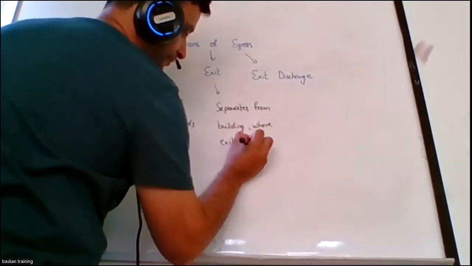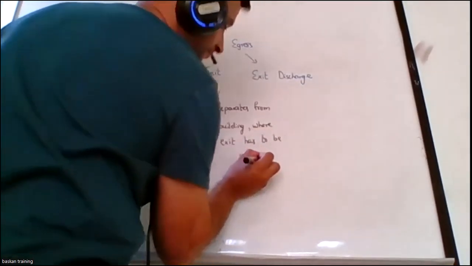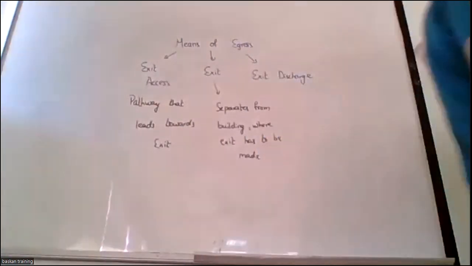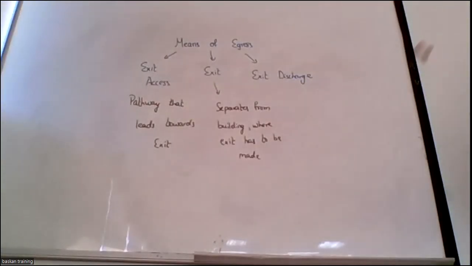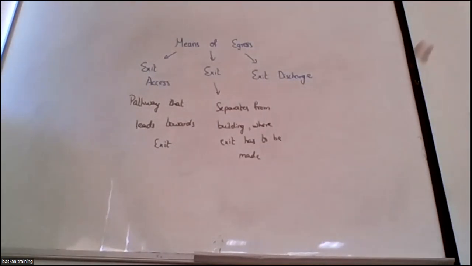Exit has to be made. It could be the main door of the building. The main door of the building, that is the exit. The component itself is the exit. It could be the main door of the building, it could be the window of the building, from where the exit has to be made. So that is the exit.